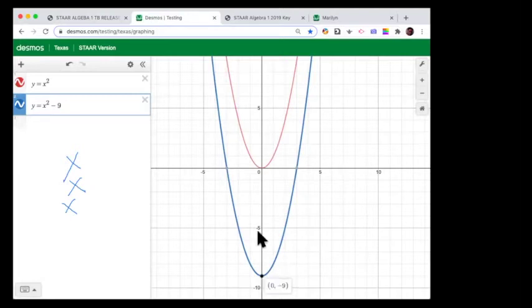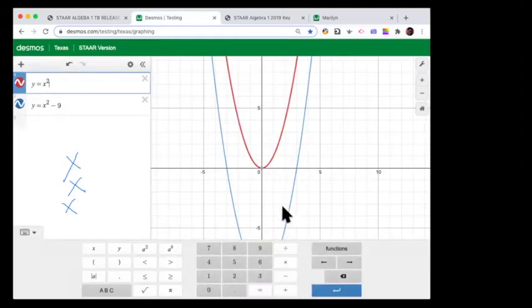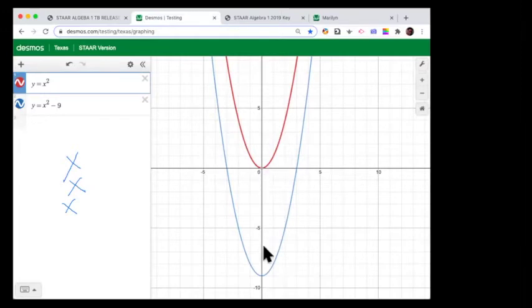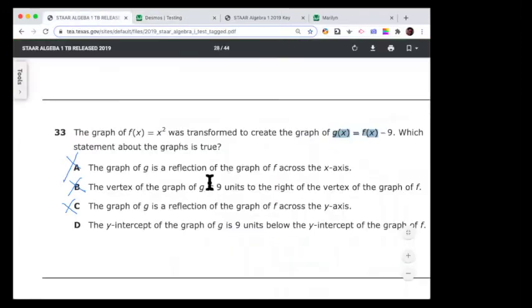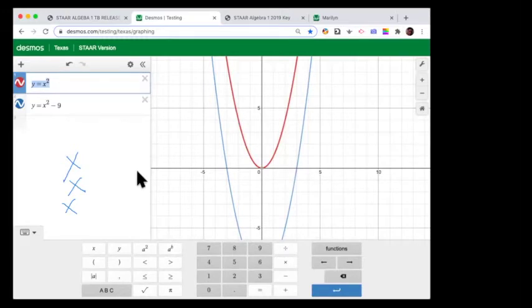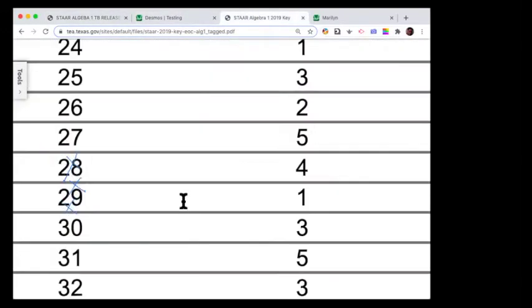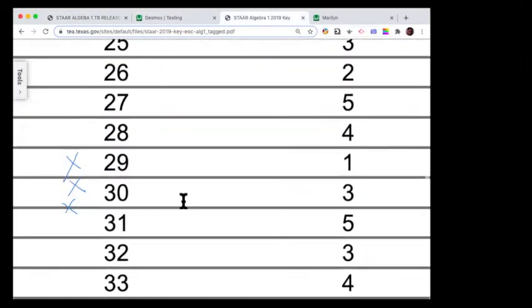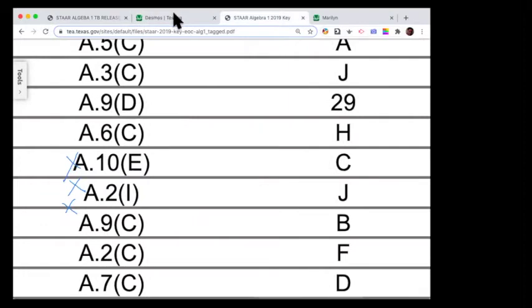And so -9 here, and the value of the vertex of the first parabola, our original equation, is at 0. So 0 to -9 is indeed 9 units below the y-intercept of the graph of F, the original graph. So we're comfortable in determining that D is the answer, and we go to our answer key, and that was 33 is D.